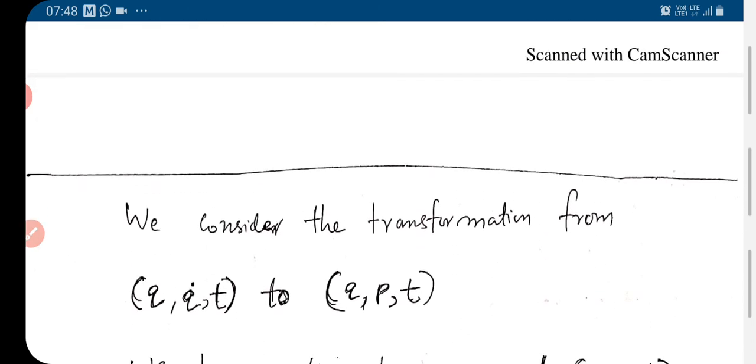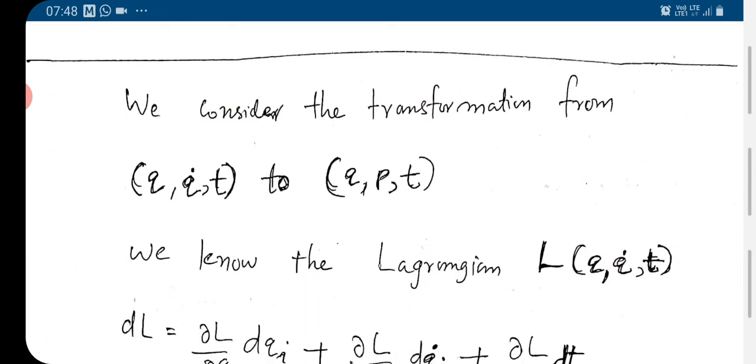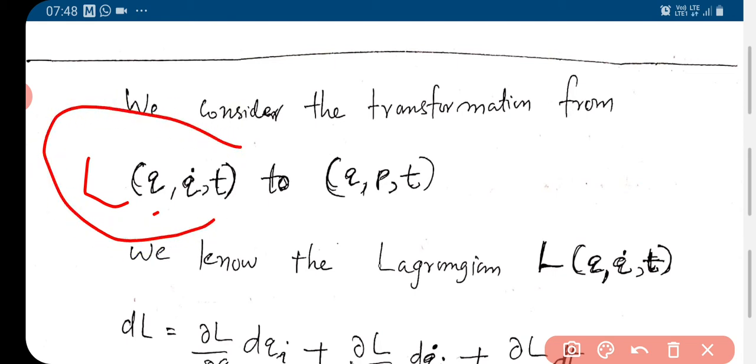Now we are considering a similar kind of transformation in classical mechanics. We have the Lagrangian, which is a function of q, q dot and t: generalized coordinate, generalized velocity and time. And we are transforming from this function to another useful function, which is going to be the Hamiltonian, which is a function of q, p and t. So instead of q dot, we have p here.